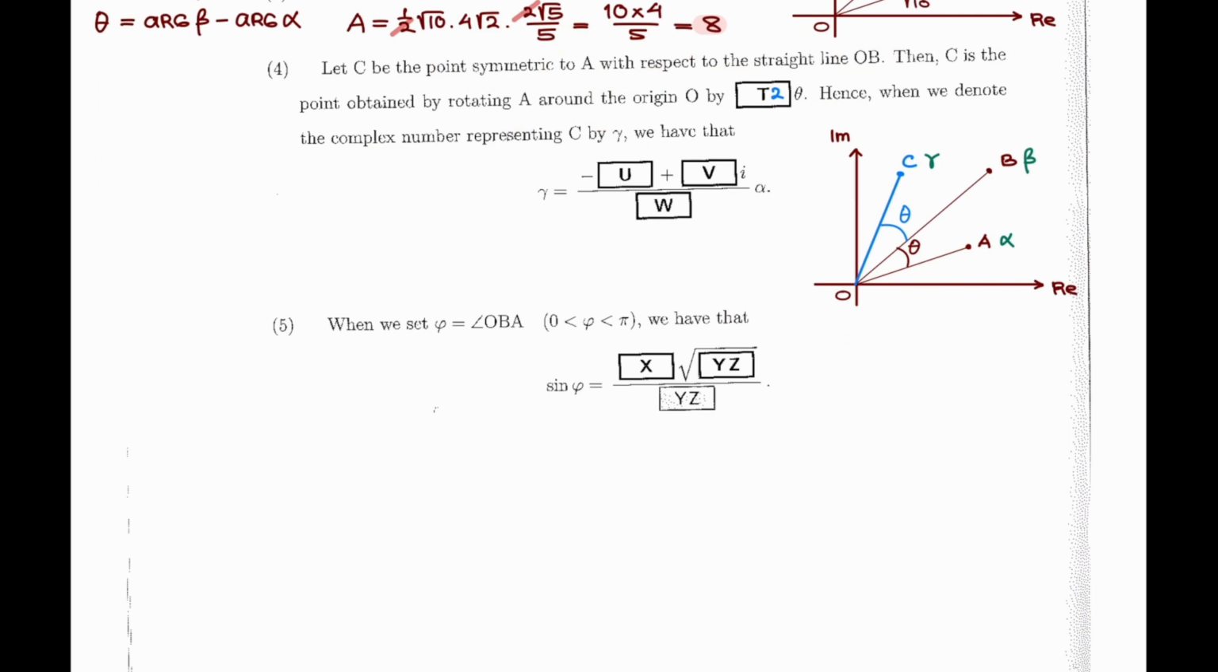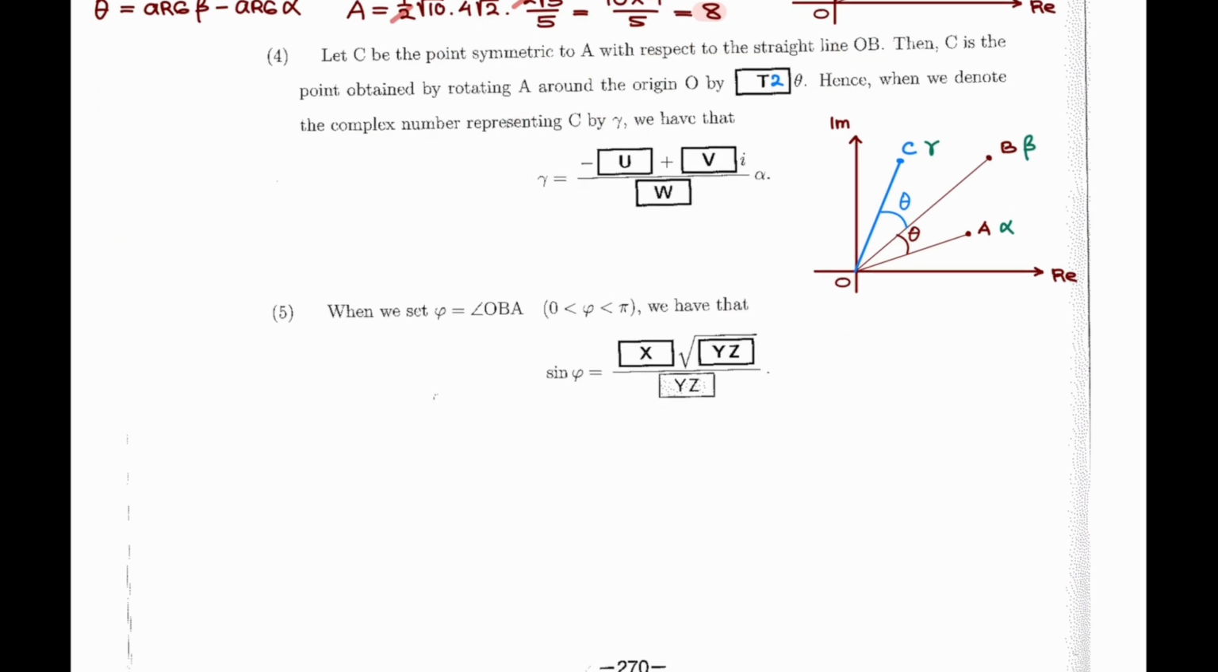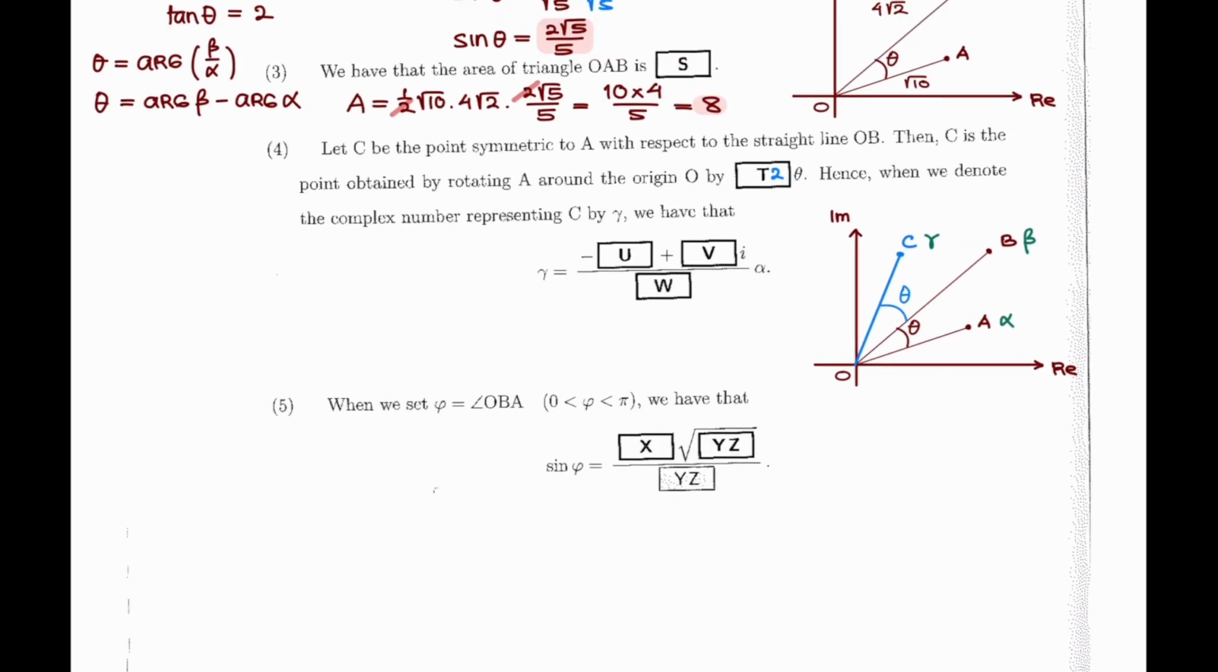So we just add the argument, but we do not change the modulus. So to find gamma, if I want to add the argument, I think you need to remember the properties of argument. Another property of argument, except this one: we have another property of argument, which is argument of A times B is equal to argument A plus argument B.